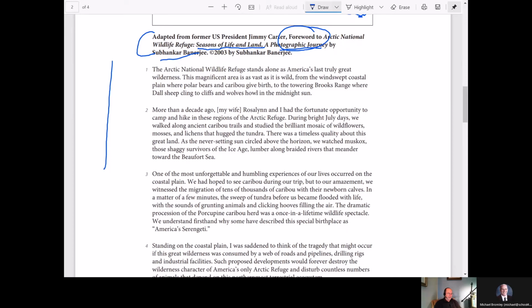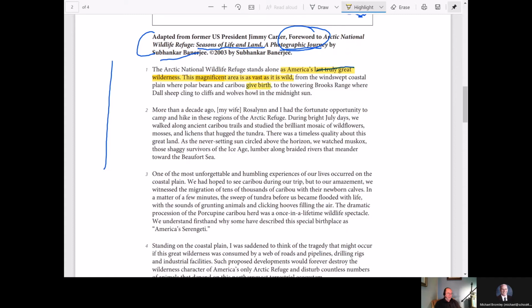Okay, this one is pretty straightforward. So the Arctic Wildlife Refuge stands alone as America's last truly great wilderness. Let me do the highlighter here. Okay, this magnificent area is vast as it is wild. So that's a form of that kind of duality, or maybe even a zeugma, from the windswept coastal plain where polar bears and caribou give birth.